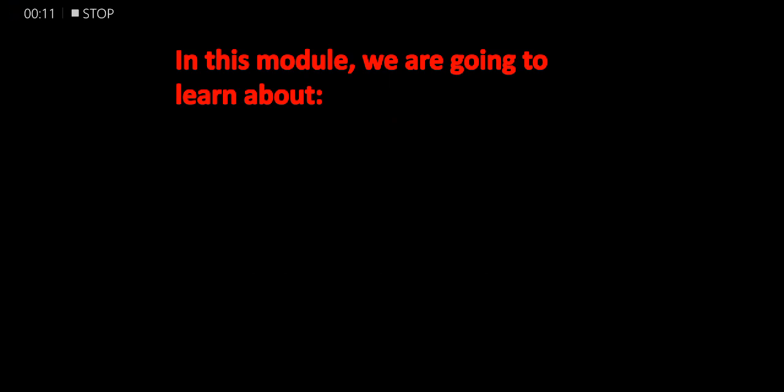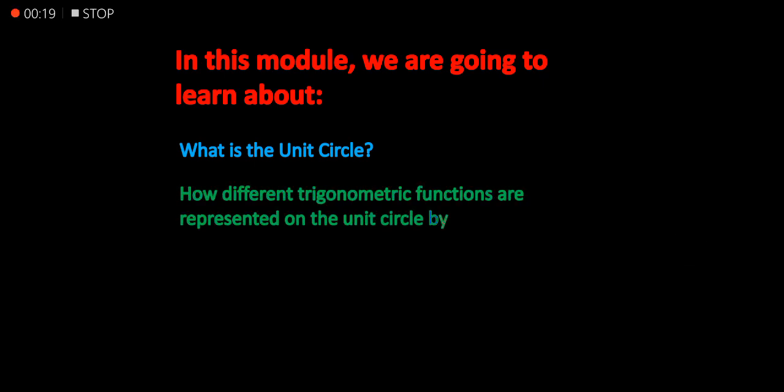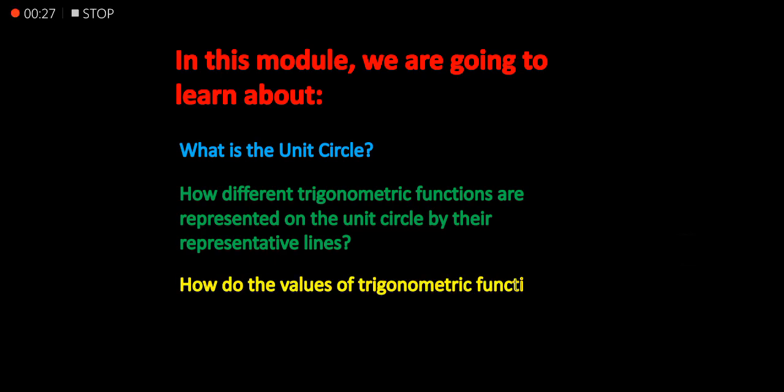In this module, we are going to learn about what is the unit circle, how different trigonometric functions are represented on the unit circle by their representative lines, and how the values of trigonometric functions change by changing their arguments. Let's try to learn about the unit circle.